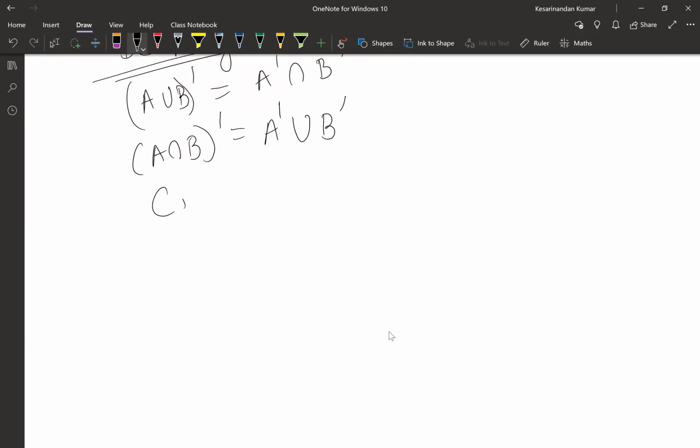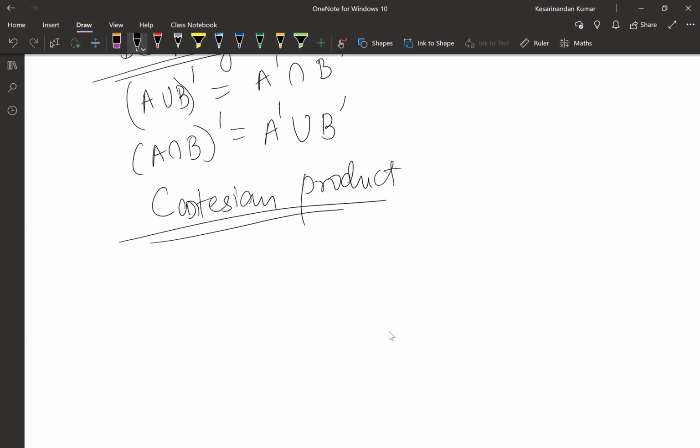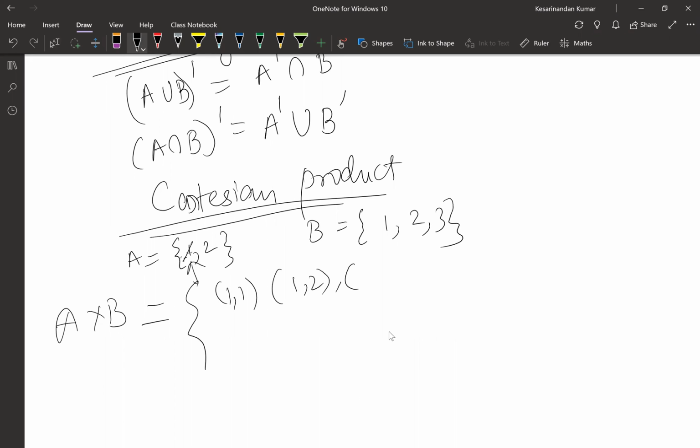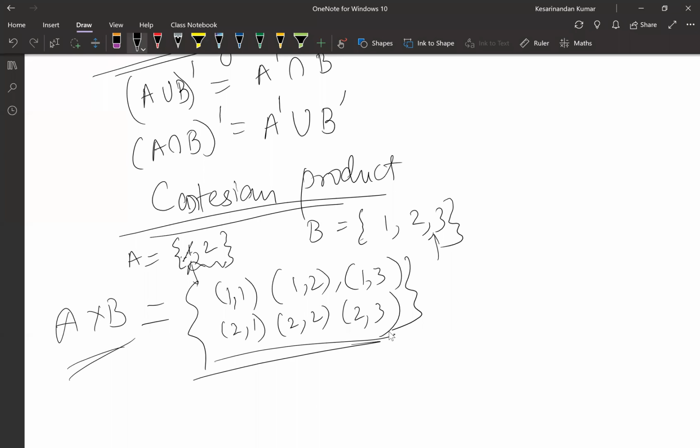And coming to one of the final things in sets would be the Cartesian product. Let's say set A has 2 elements, set B has 3 elements. If I do the operation A cross B, the Cartesian product, 1 will go with 1, then 1 will go with 2, then 1 will go with 3, and so on. Next, 2 will go with 1, 2 will go with 2, and 2 will go with 3. This is the Cartesian product. So the number of elements in a Cartesian product is the product of the sizes. This is how we obtain a Cartesian product.